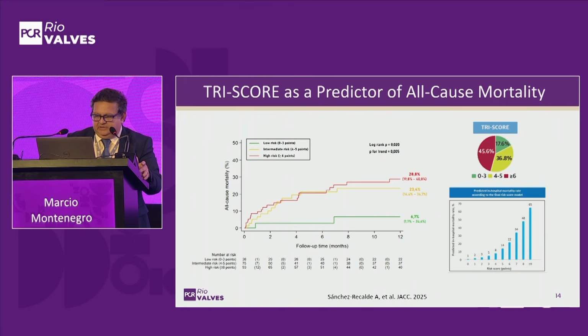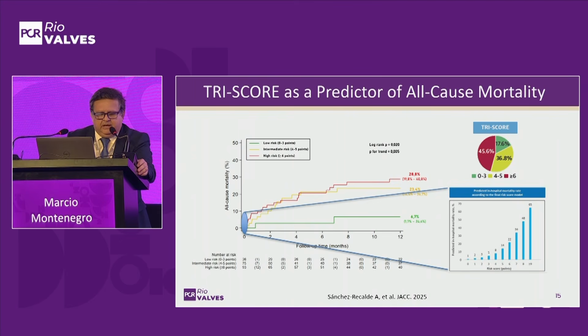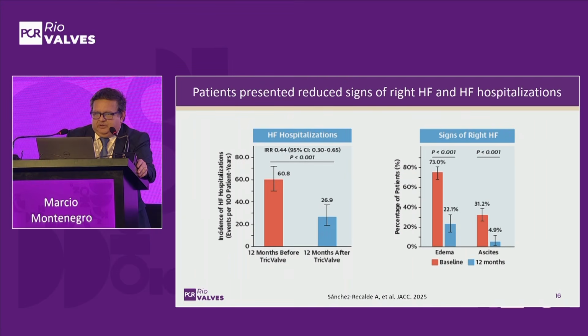But it's important to understand that the TRISCORE is for in-hospital mortality, not at the end of 12 months, a year. So when we compare, we see low risk, up to 3, would be 5% in hospital, and at the end of 12 months, we see 6.7%, as we can see here, and it's a good result in a group of high-risk patients. Some other data: the patients presented reduced signs of right heart failure and heart failure hospitalization.